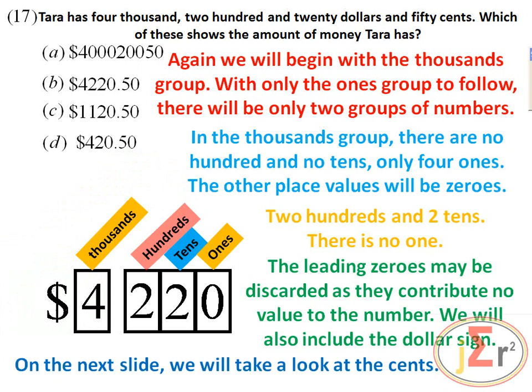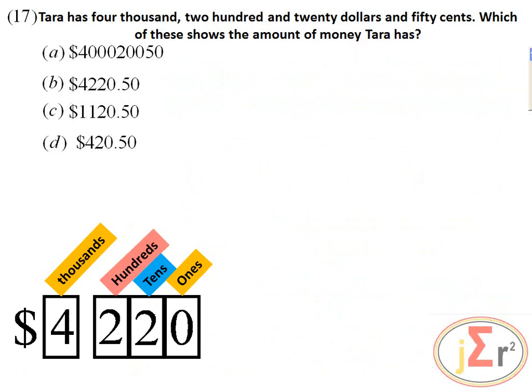On the next slide, we will take a look at the cents. So we do not have the entire correct answer as yet, because the cents are missing. And Jerry is saying that the correct answer is option B.